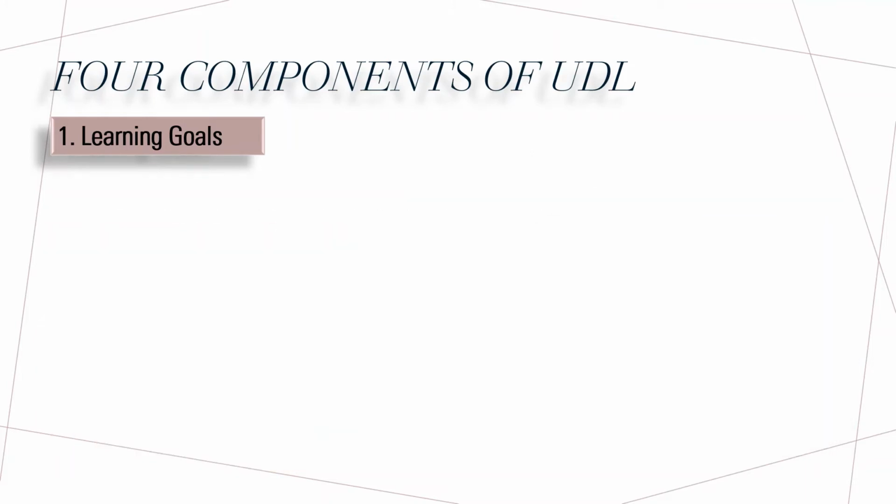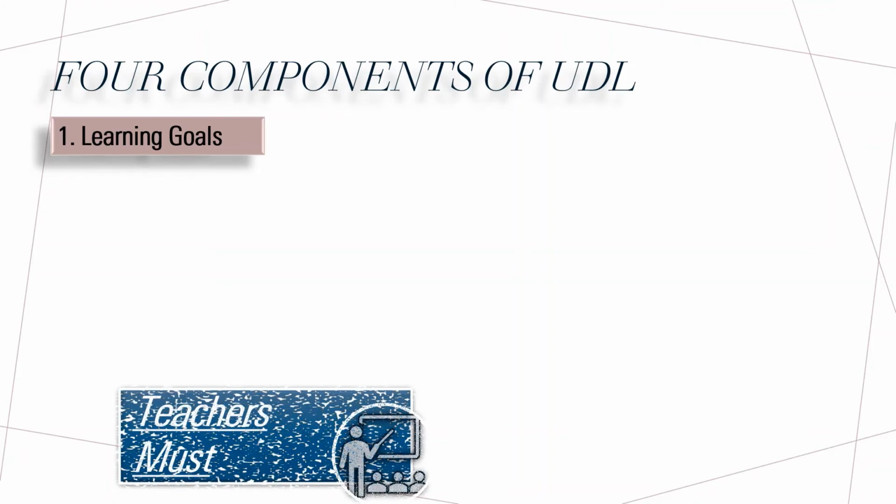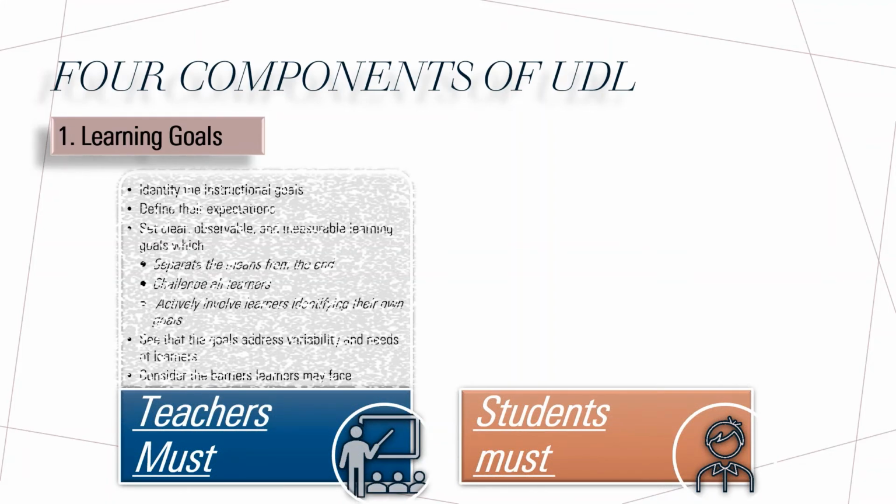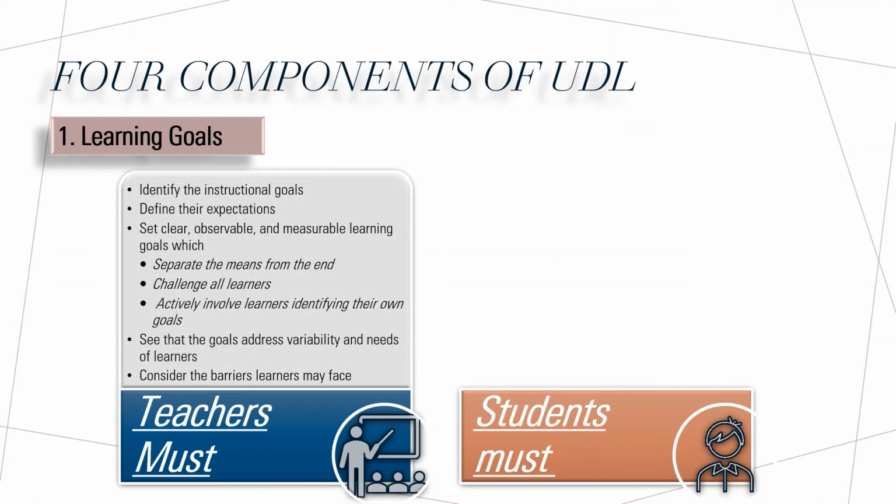To achieve UDL learning goals, the teachers and the students must take responsibility. Teachers must identify the instructional goals and define their expectations. They must set clear, observable, and measurable learning goals, also known as SMART goals. They must see that the goals address variability and needs of learners, and consider any barriers that the learners may face.